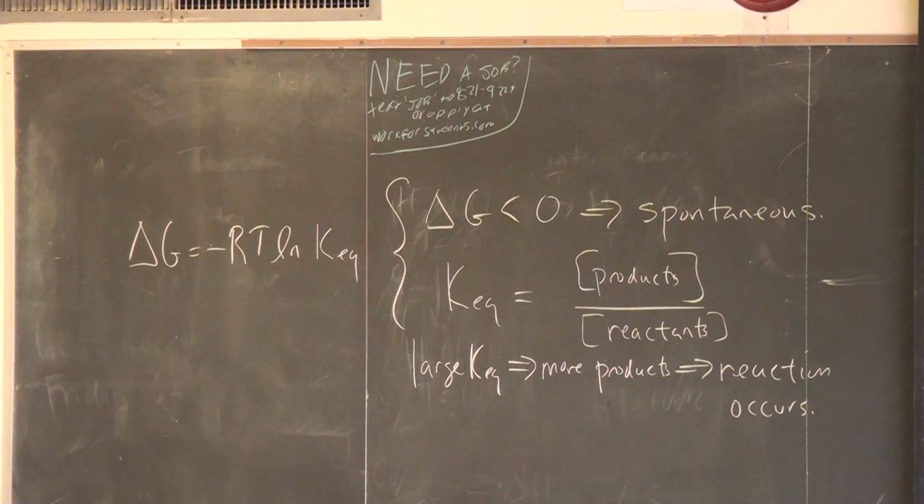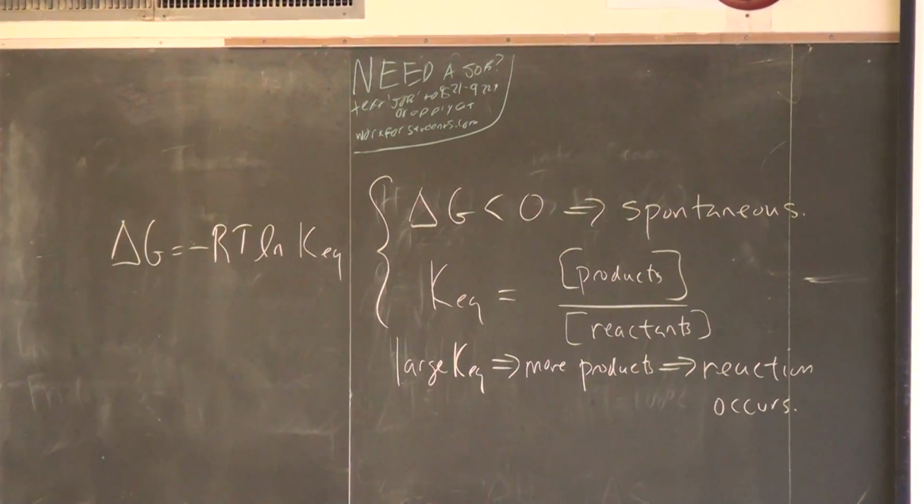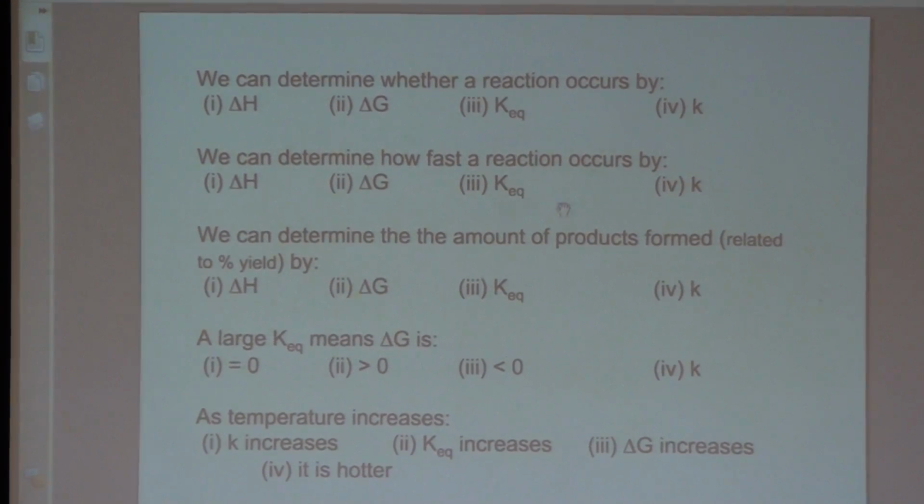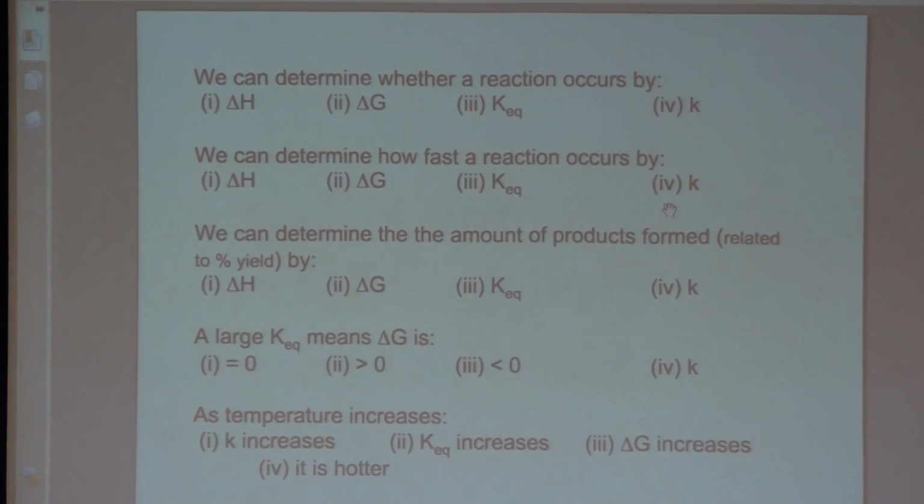Okay, how are you guys doing on the second question? We can determine how fast the reaction occurs by, who says it's 1? Who says it's 2? Who says it's 3? Who says it's 4?